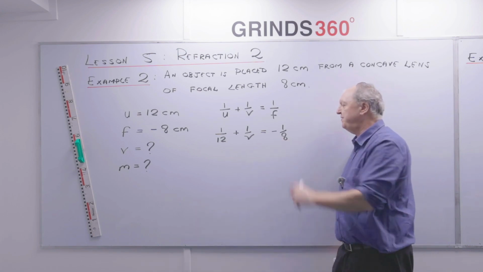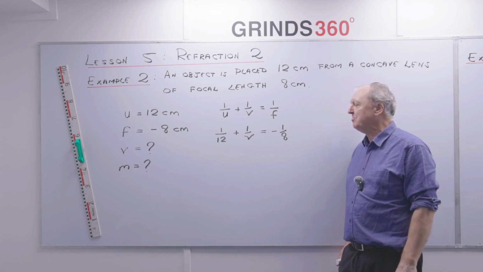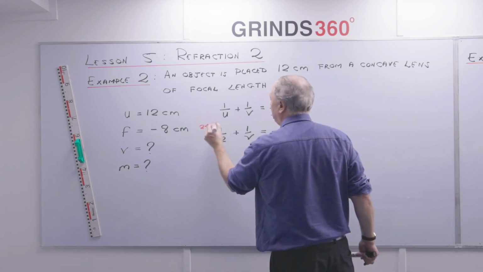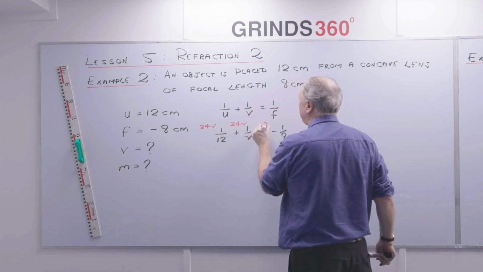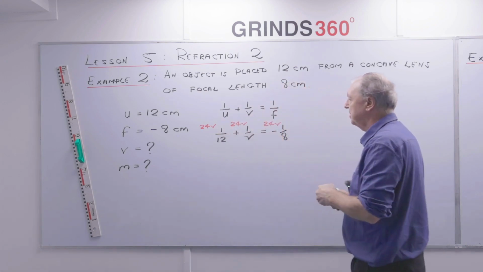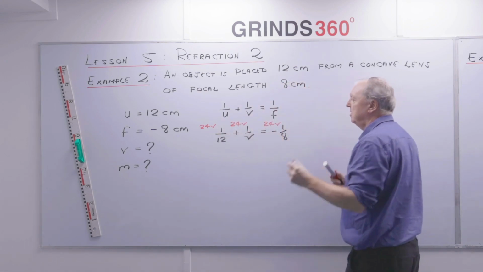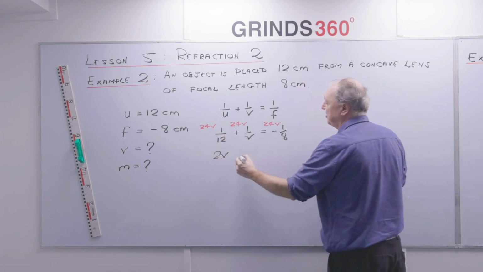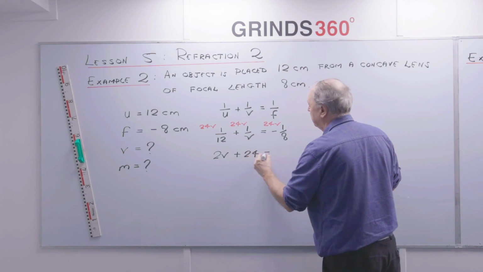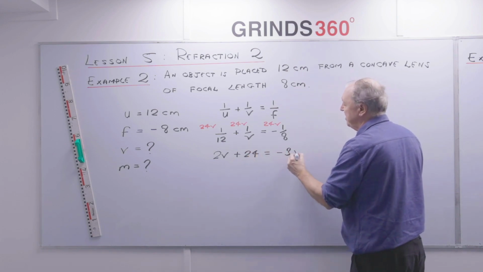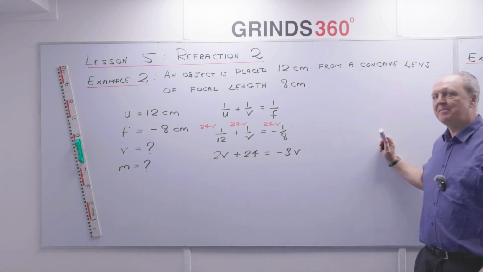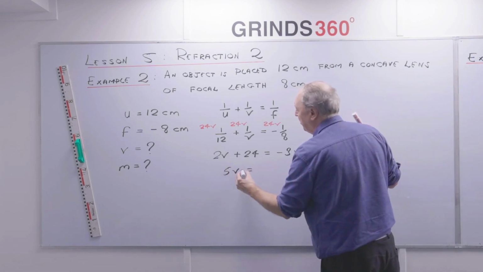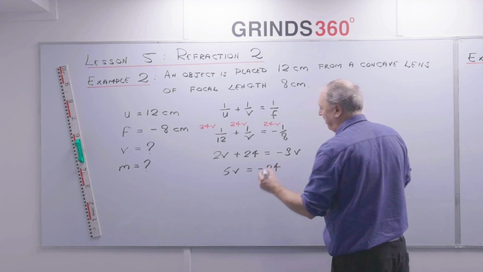So what does 12, v and 8 all divide into? 24v. So multiply each term by 24v. 12 into 24v is 2v, plus 24, minus 3v. Bring my v's to the left-hand side, and I get 5v is equal to minus 24.